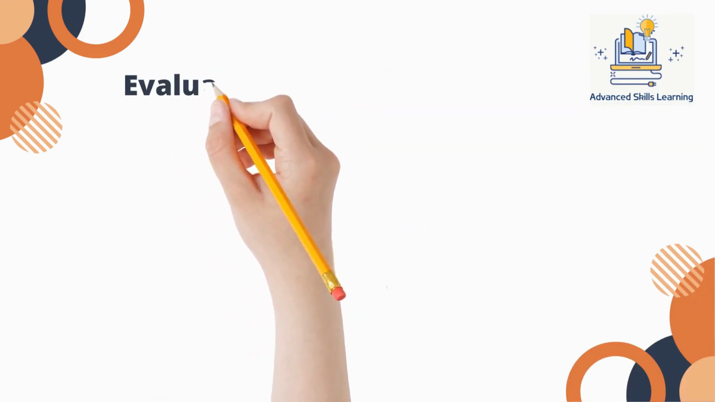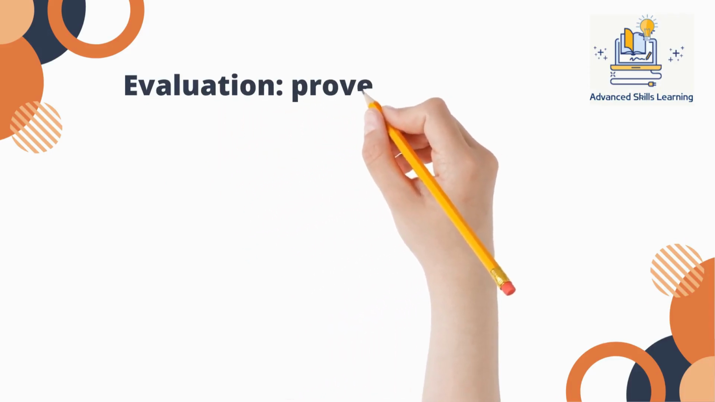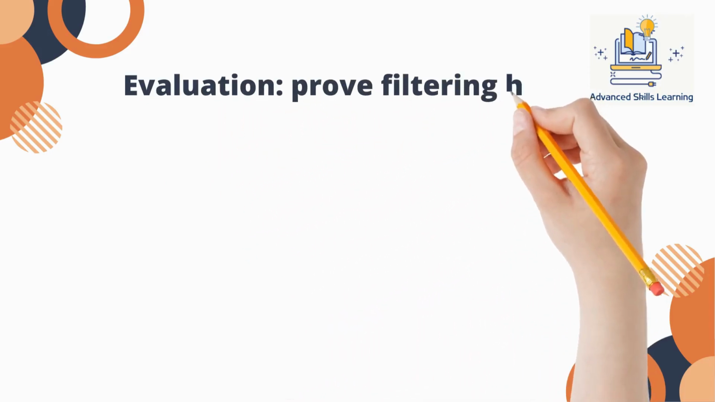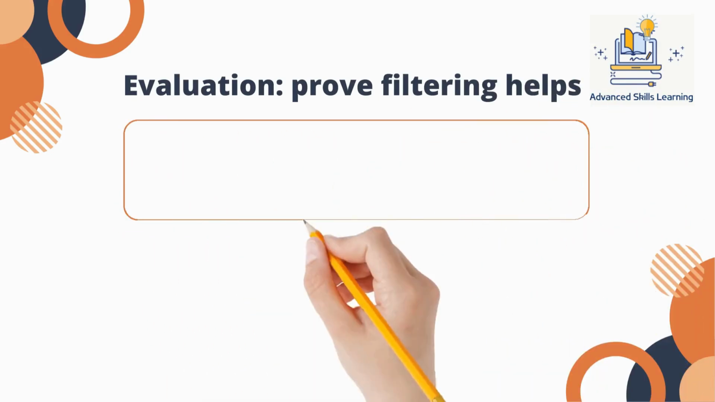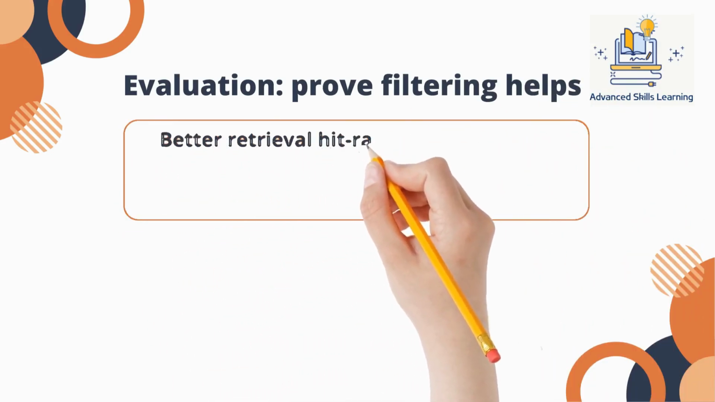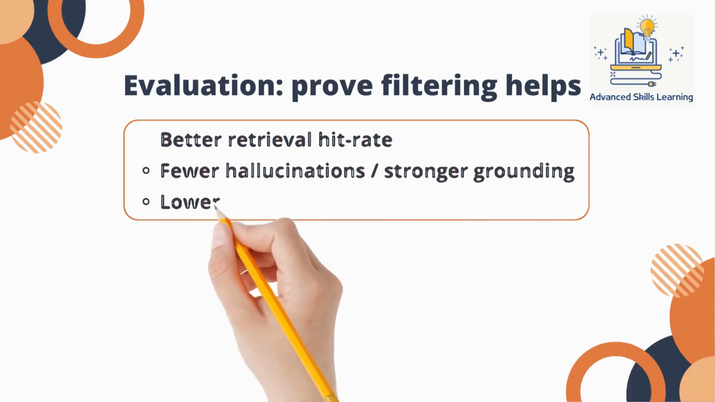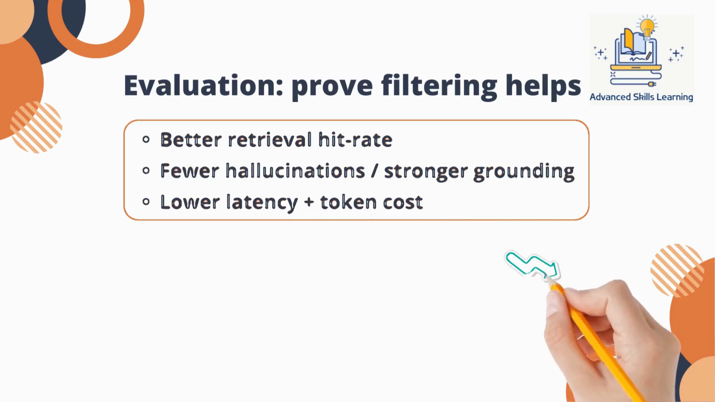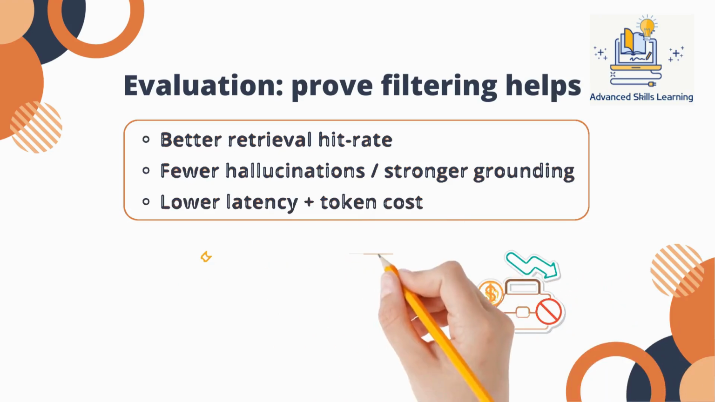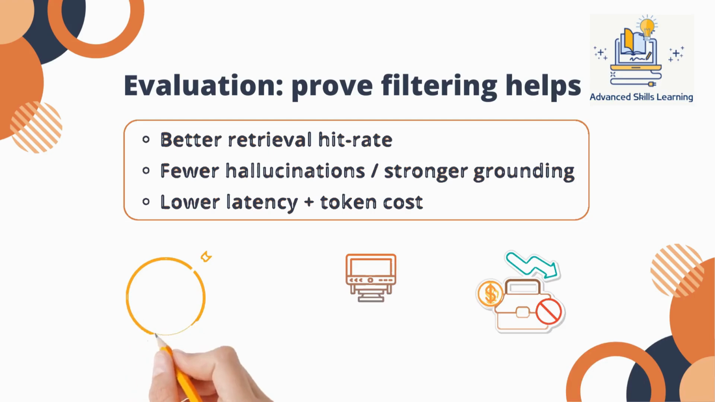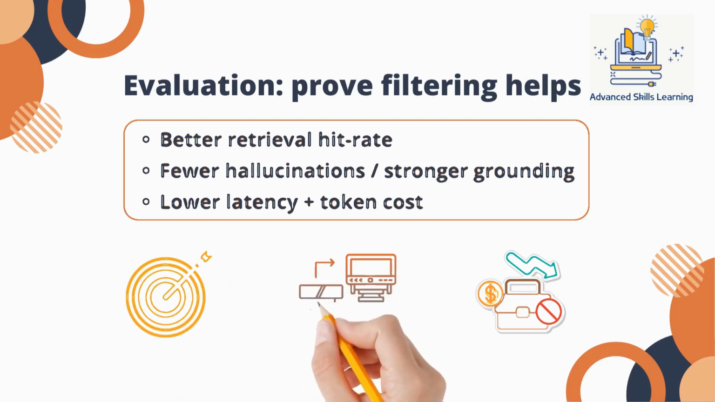And finally, don't ship without measuring. Track retrieval hit rate, whether the right document appears in the top results. Track groundedness, whether answers match the retrieved chunks. Track latency and token cost, because filtering usually lowers both by reducing irrelevant context. Metadata filtering tends to improve relevance, consistency, speed, and cost all at once, which is why it's such a strong return on investment move.